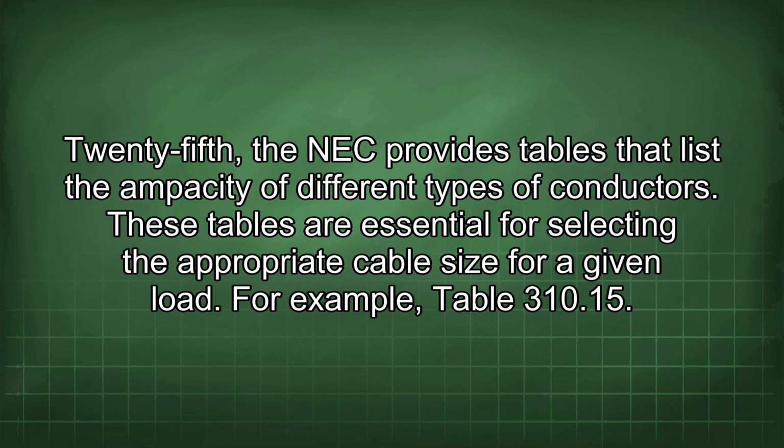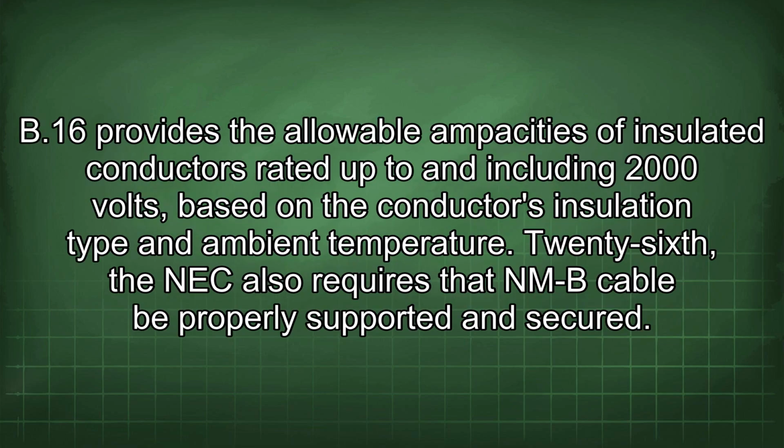25th, the NEC provides tables that list the ampacity of different types of conductors. These tables are essential for selecting the appropriate cable size for a given load. For example, Table 310.15(B)(16) provides the allowable ampacities of insulated conductors rated up to and including 2000 volts, based on the conductor's insulation type and ambient temperature.